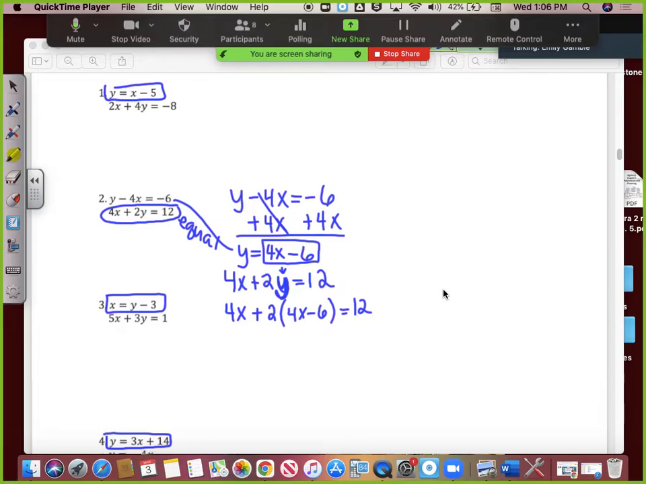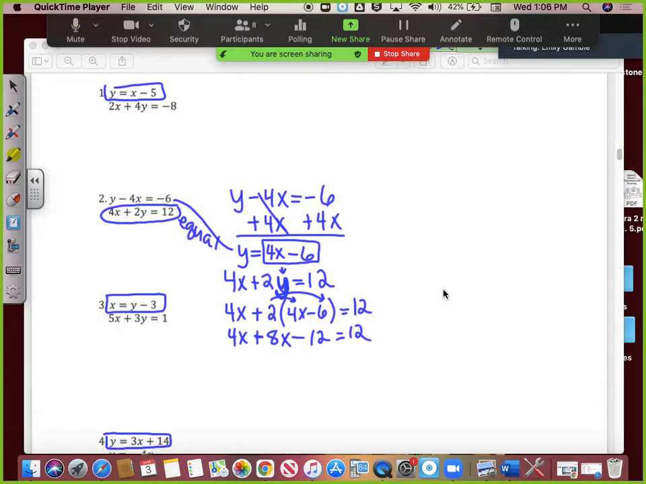Whenever you have parentheses and a number in front of those parentheses, the only way you can get rid of them is through using the distributive property and multiplying everything on the inside by the number on the outside. So what this will turn into is 4x plus 2 times 4x is 8x, minus 2 times 6 is 12. So now our equation looks like this. We don't have any more parentheses. Now we just have to continue on solving. We have 4x plus 8x minus 12 equals 12.